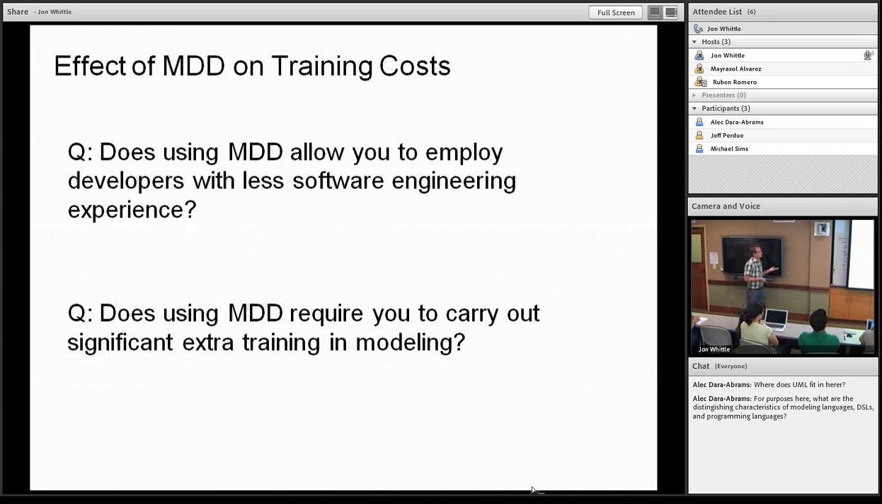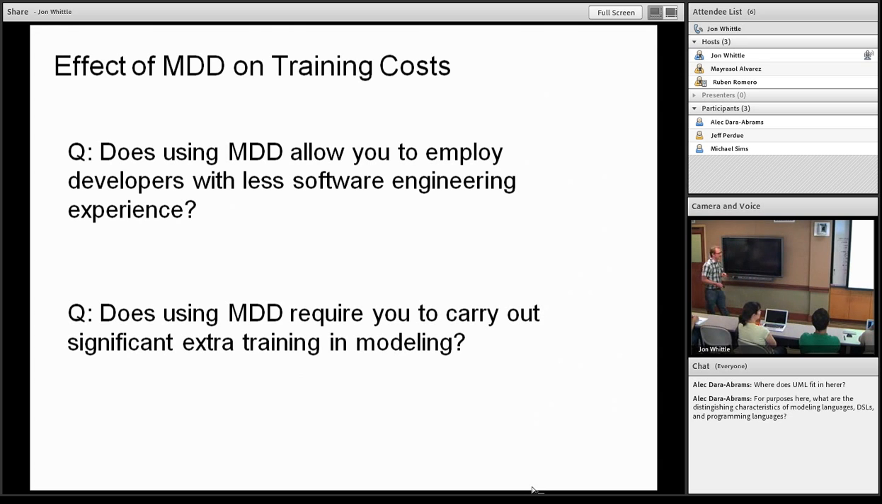There's an interesting one about training. Some people have told us anecdotally that actually you can reduce your training costs through MDD because it allows you to hire fresh out graduate software engineers that don't know a lot about your business because your business is encoded in the code generator. But then other people say, no, there's a huge amount of extra training that's involved. You have to teach everybody UML and all this kind of stuff.